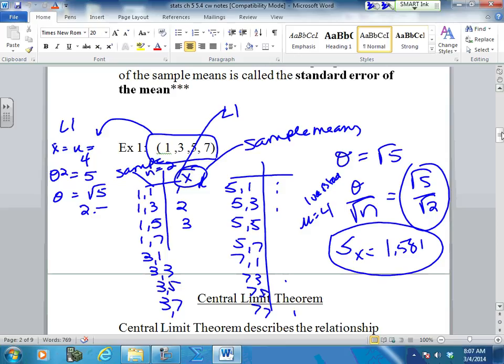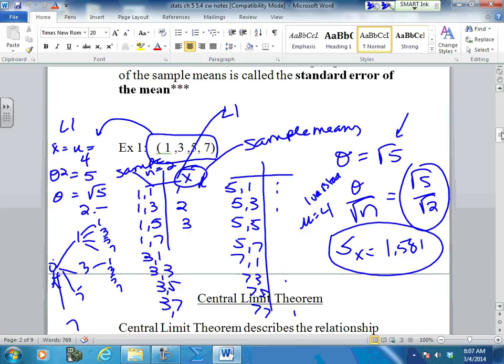Just go to L1, enter 1, 2, 3, whatever the rest of the values are, and then do a one-variable stat on L1, and you'll come out with this information. But to get those numbers, you have to do the table. You have to figure out every possibility here. It's like a tree. Here's my 1, my 3, my 5, my 7. I can pick a 1, a 3, a 5, a 7.